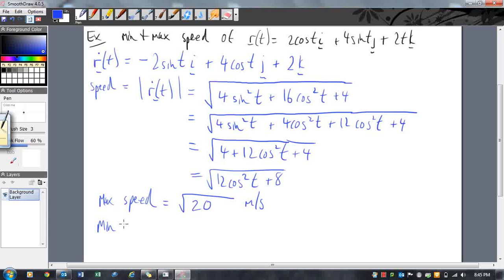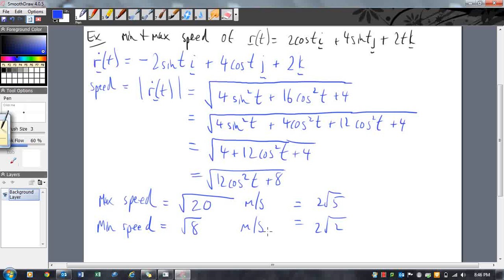Minimum speed. Don't get fooled here. That's a classic question here. Minimum speed. What's the smallest that cos squared t can be? Most people go -1, -1. Well, no, the smallest that can be is 0. Because what's -1 squared? +1. The smallest that can be is 0. 12 times 0 plus 8 is just root 8. We could simplify those two: 2 root 5 and 2 root 2.